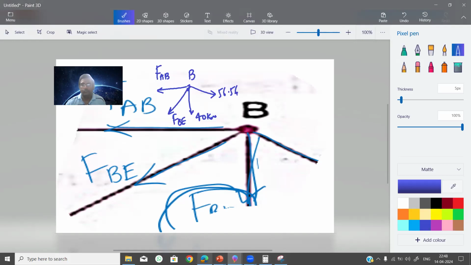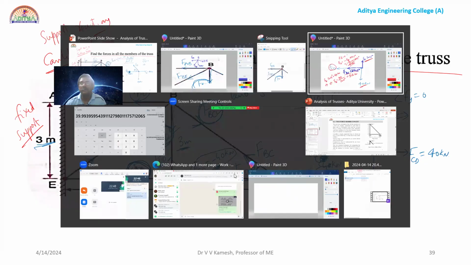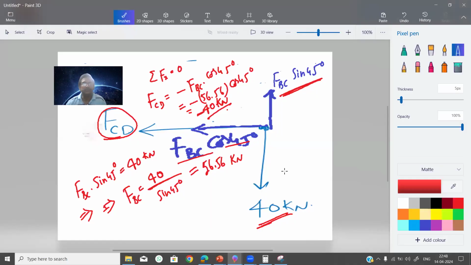So now coming into this. So FBC is known to you. FBC is already known to you. FBD you already calculated. Now I need to have FAB and BE. Right? AB and BE. Okay. Now in our earlier calculation, what's the value of BC? 56.56. Okay.